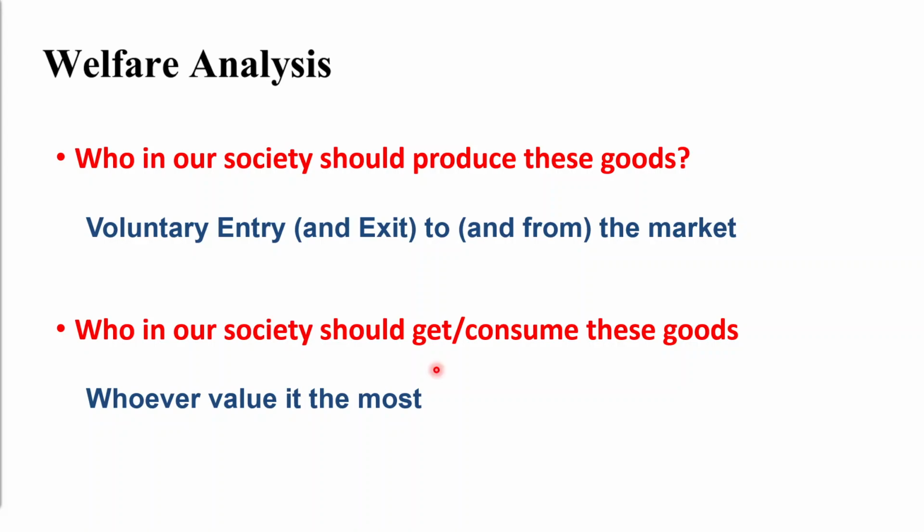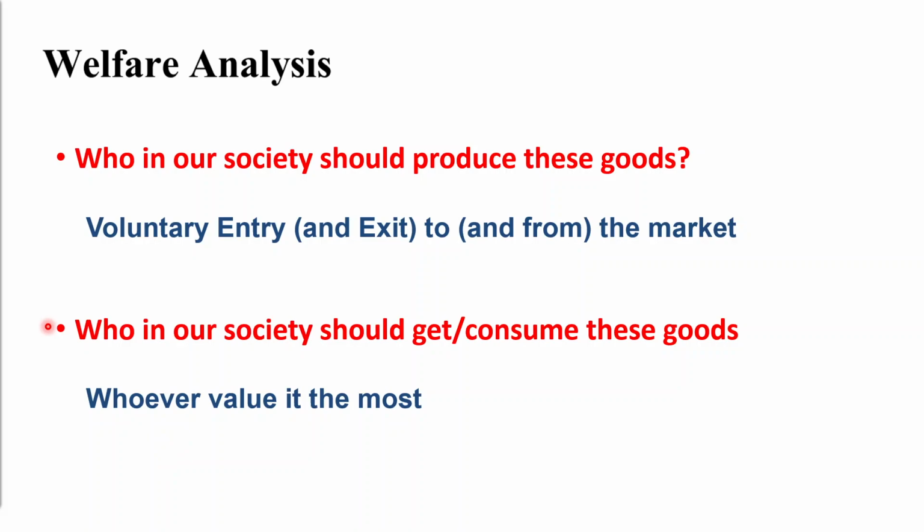So far in welfare analysis, we answered these two questions, or at least I presented the welfare analysis approach to answer these two questions. Who in our society should produce these goods? In welfare analysis, we say it is best that we allow voluntary entry and exit to and from the market. So whoever wants to produce can come in freely, and once it becomes too expensive for them, they can leave freely. And once you produce the goods, who in a society should get and consume these goods? Well, whoever values it the most.